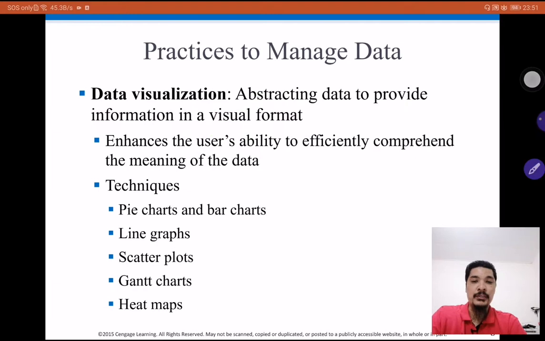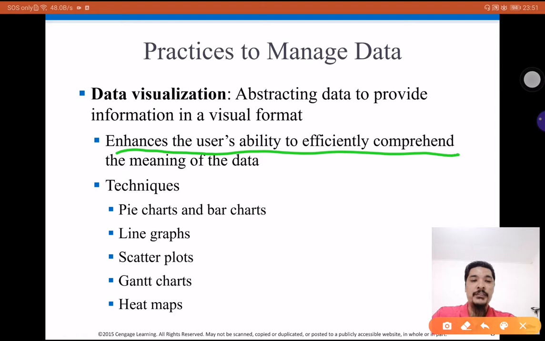I think this one is very simple. Okay, so enhance the user's ability to efficiently comprehend the meanings of the data. And there are a lot of techniques. I think you are all familiar with these techniques: pie charts, line bars, scatter plots, Gantt charts, heat maps, and so on.